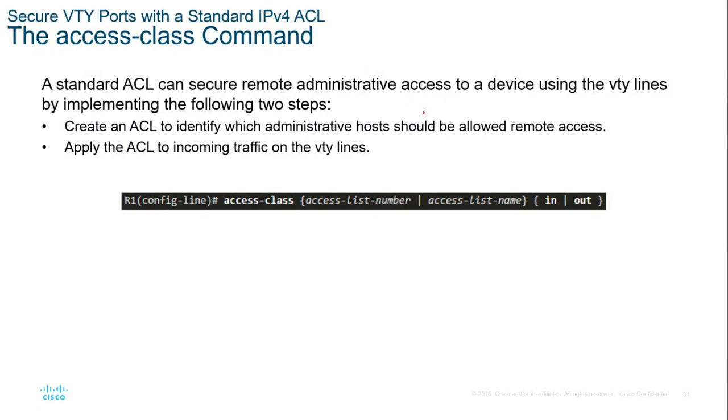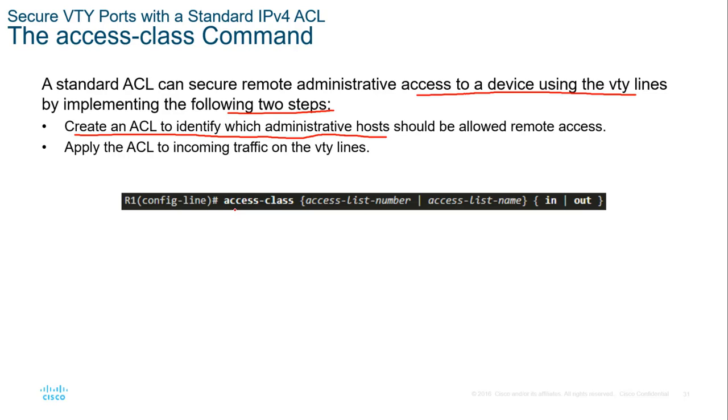So the standard ACL can secure remote administrative access to a device using the virtual terminal line by implementing the following two steps. One, you create an access control list to identify which administrative hosts should be allowed remote access, and then apply that access control list to incoming traffic on the VTY line.